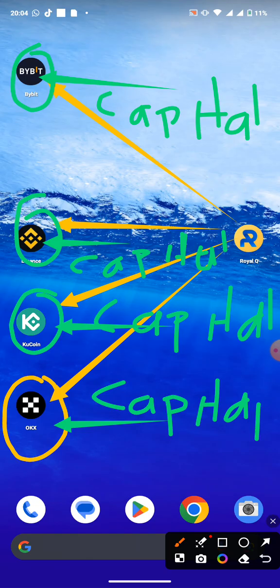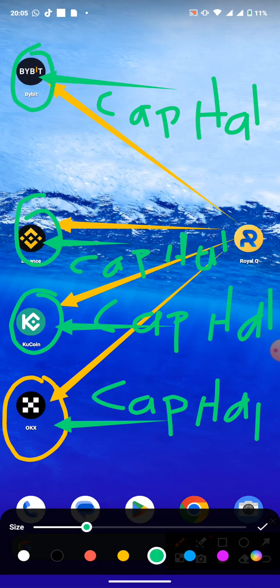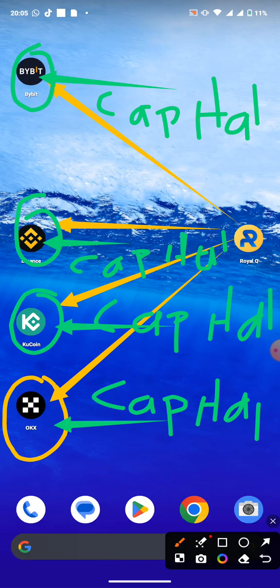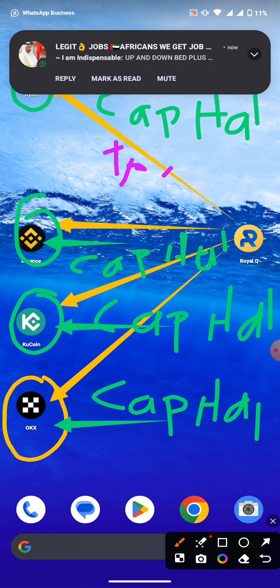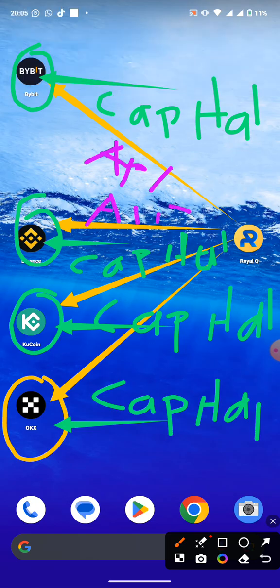Remember, we are connecting all these exchanges to our RoyalQ through API, application programming interface. We are connecting all these exchanges to our RoyalQ through API. That means that you're going to give the same commands through API.